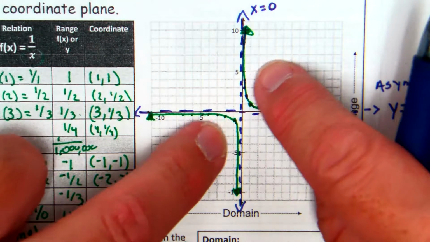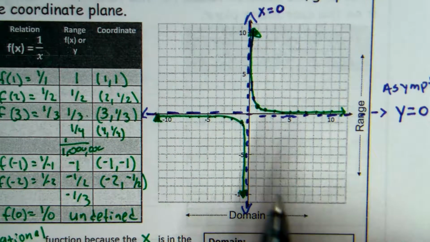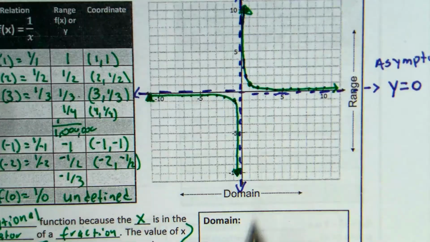Sometimes they'll be farther from this center. Sometimes they'll be steeper, less steep. There's a lot of different things that can happen with those curves, but it will always, always, always make a curved shape. Let's talk about the domain.